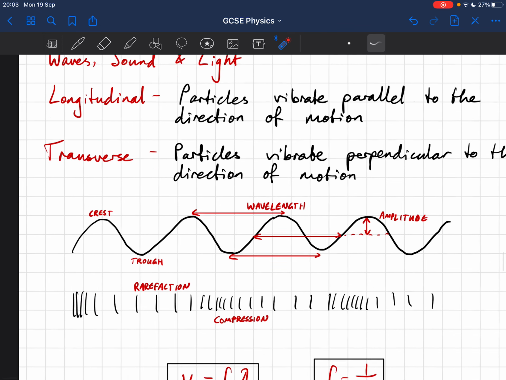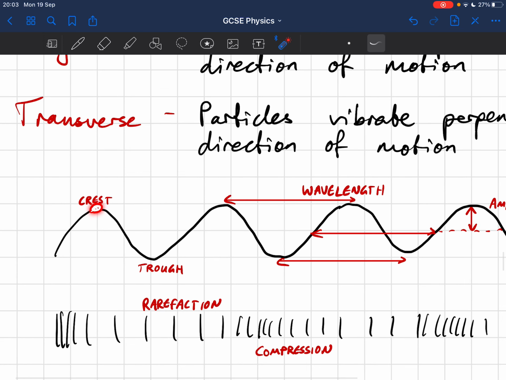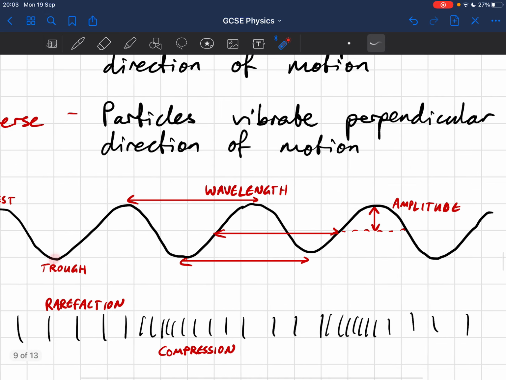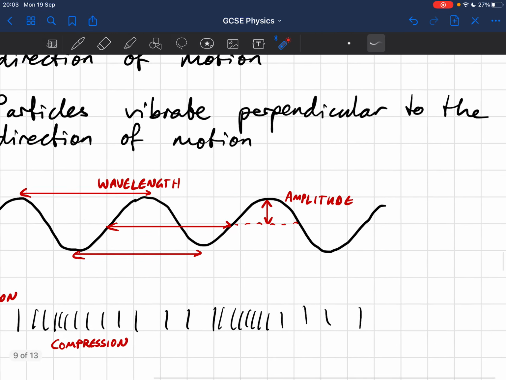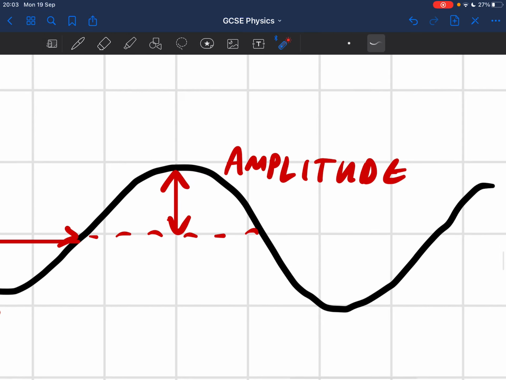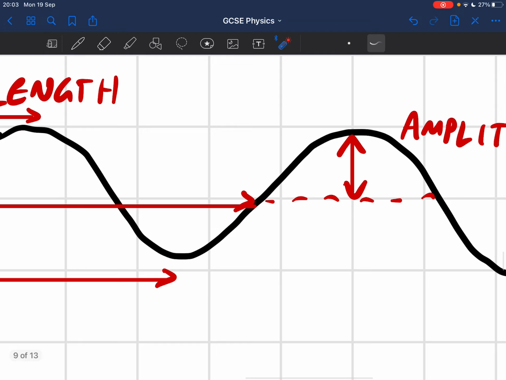So these are the names of the components of the wave. At the top of here, we've got a crest. At the bottom, we've got a trough. The distance between 2 points, such as a crest to a crest, is a wavelength. Similarly, a trough to a trough is a wavelength, or any point in the wave to the corresponding point in the wave would be one wavelength. It's the length of one wave. A wave goes from here to here.